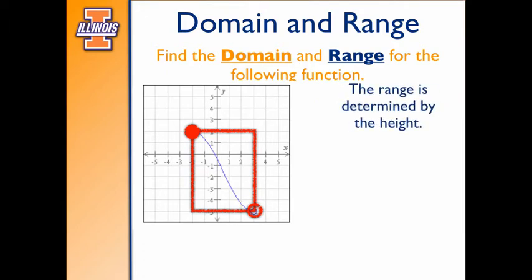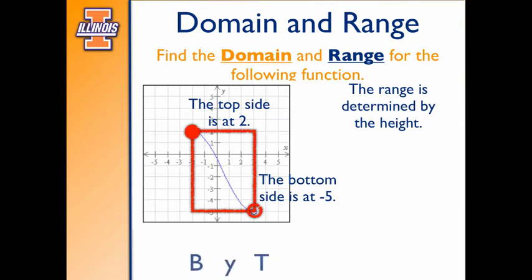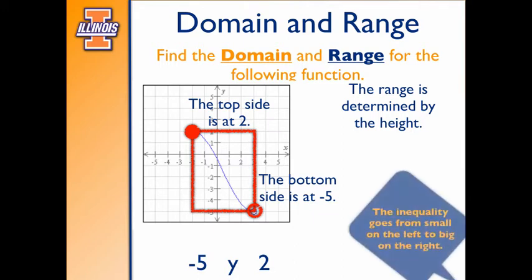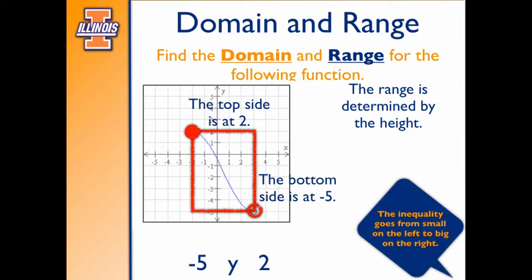Now we're going to find the range of our function, and the range is determined by the height. And the top is at +2, the bottom is at -5. So we're going to go from smallest to biggest. That means that our bottom's on the left and our top is on the right. For us, that means we've got -5 followed by y followed by 2. And again, the inequality goes from smallest on the left to biggest on the right.